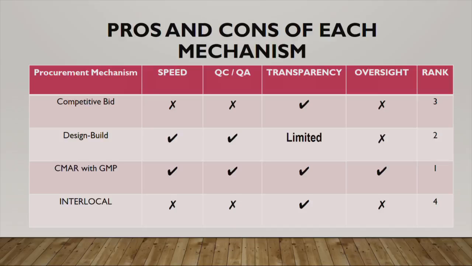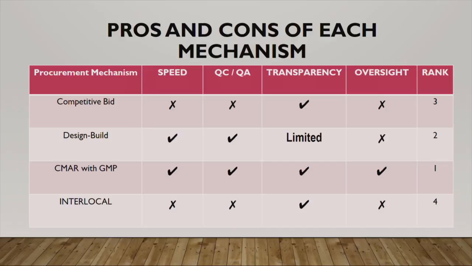On the competitive bid side, we ranked it number 3. Design-build, on the metrics here, identifies good timing and QC/QA, but limited transparency and limited oversight. We ranked it at 2. On the CMAR process with the GMP, it's pretty good on all levels, and we ranked it at number 1. And the last one, the co-ops, we ranked last. It's a less favorable route.